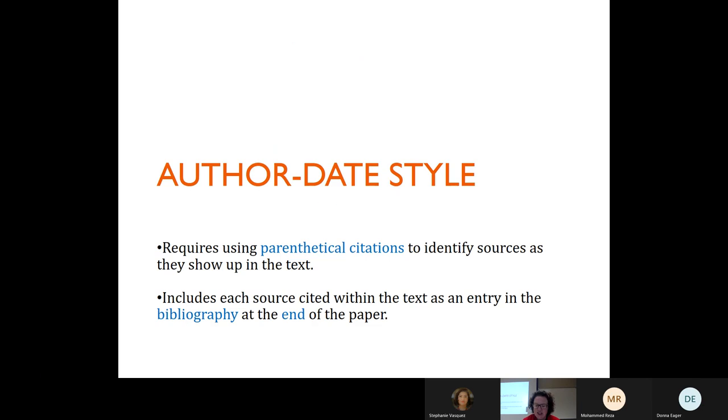Author-date, parenthetical citations to identify sources. Includes each source cited within the text as an entry to the bibliography at the end of the paper. So every time you cite something, you put it at the end of the paper. This is a little different from APA. In APA, sometimes if you refer to a document in your research but don't quite cite it, APA still wants you to include it, or at least I did when I did mine in APA. This one is flat out: you cite it, you put it in the bib.